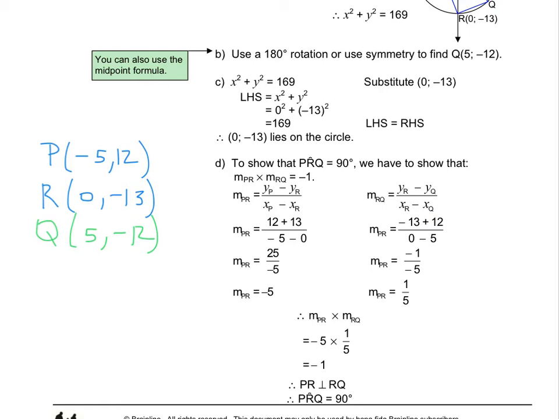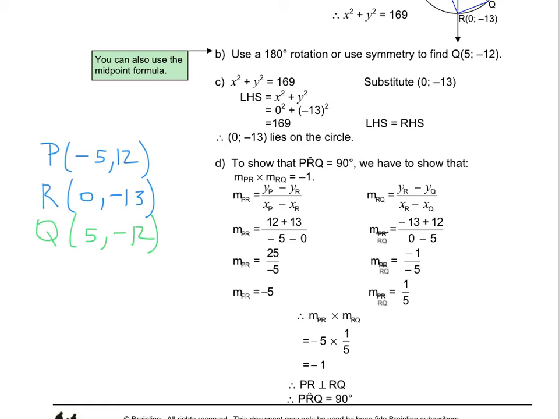In other words, if I take the y of R minus the y of Q, it will be minus 13 minus the minus 12, which becomes a plus 12. And then the difference in the x values, the x of R minus the x of Q, in other words the 0 minus the 5. I can then simplify. Minus 13 plus 12 is minus 1, and 0 minus 5 is minus 5. A negative divided by negative becomes a positive, and then I'm left with the fraction 1 over 5.